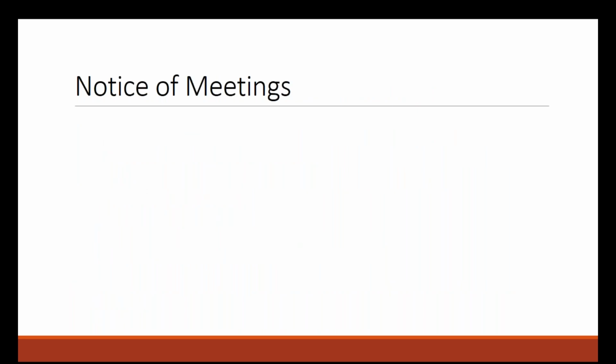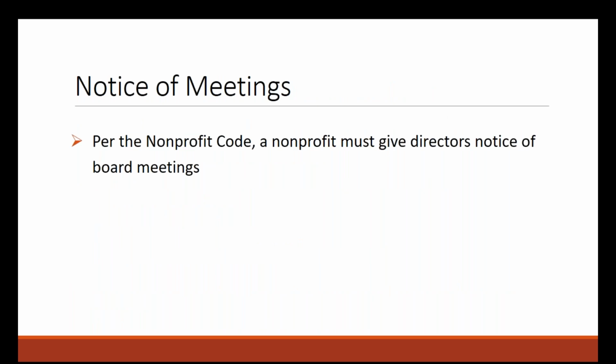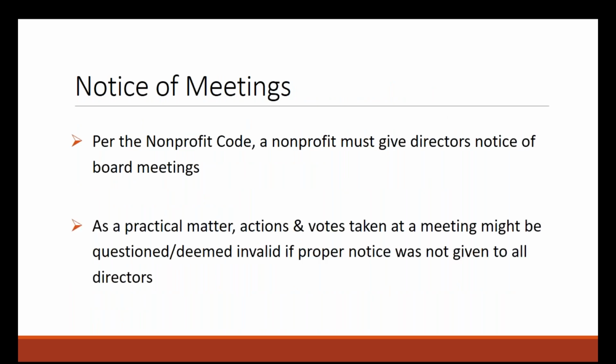Okay, so let's talk about meeting notice. Per the Nonprofit Code, a nonprofit must give directors notice of board meetings, and as a practical matter, actions and votes taken at a meeting might be questioned or deemed invalid if proper notice was not given to all the directors. If we want to be extra cynical about this, you don't want a faction of the board going off, having secret meetings, voting and excluding other members of the board. This is really the reason that we have these notice requirements.